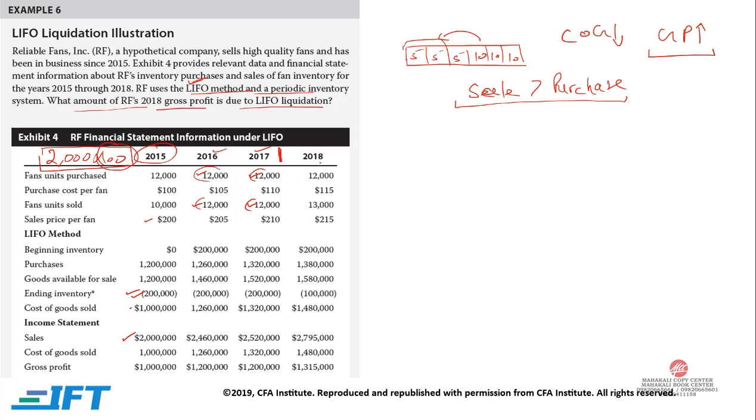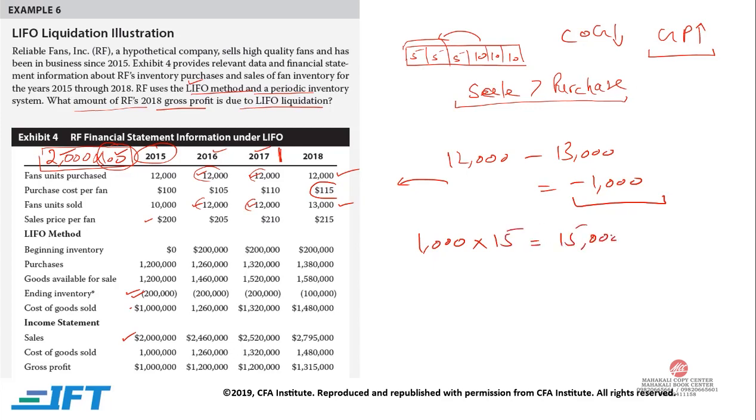Now in 2018, something interesting is happening: we are purchasing 12,000 pants, but we are selling 13,000. It means that we are eating away into older inventories. So if we have purchased 12,000 and we are selling 13,000, our net result is minus 1,000, and these 1,000 pants are coming from the 2,000 pants from the previous inventory. Now we are selling 1,000 pants extra, and over here the purchase price is 115 and over here the purchase price is 100, so the difference is $15. So 15,000 would be the difference.